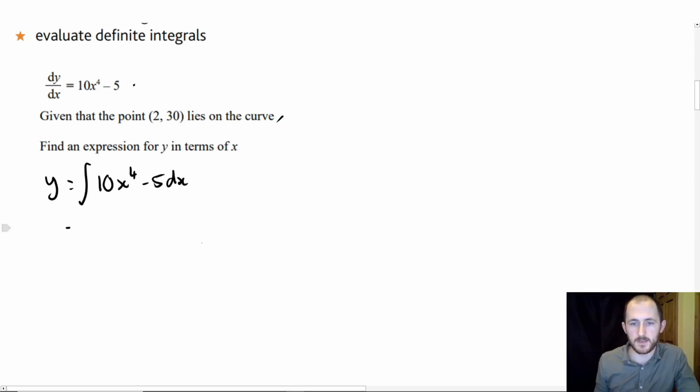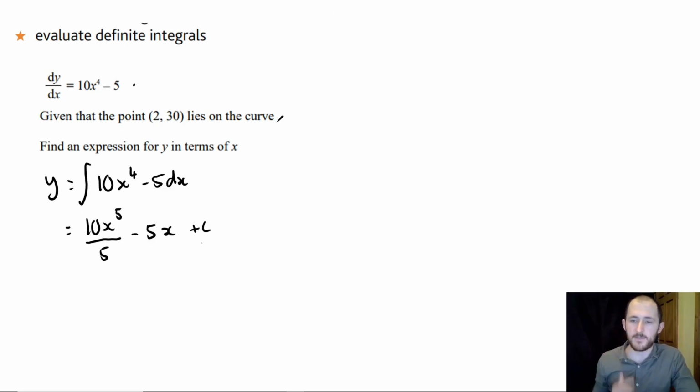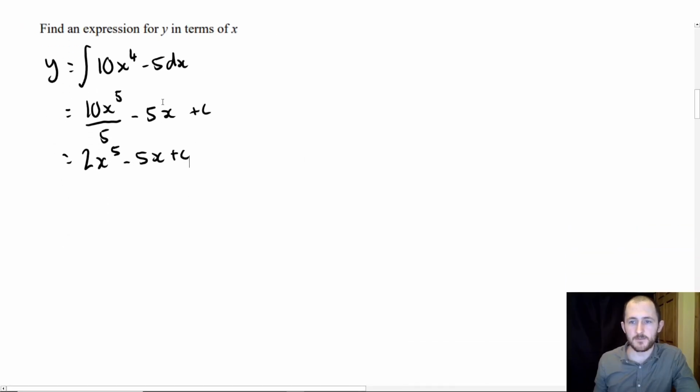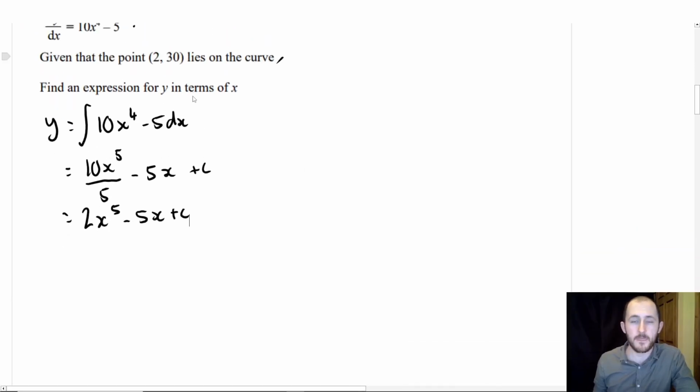And so when I integrate this using my rule, I get 10x, I add 1 to the power to make it 5, and divide by the new power. And then minus 5, since it's a constant, I'm just going to shove on an x, and then never forget the plus c, never forget. So if I simplify this, I get 2x to the power of 5 minus 5x plus c. Now, of course, it says find an expression for y in terms of x. At the moment, I've got it in terms of x and c, so this isn't correct.